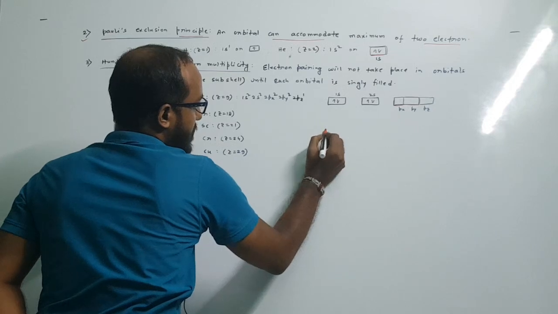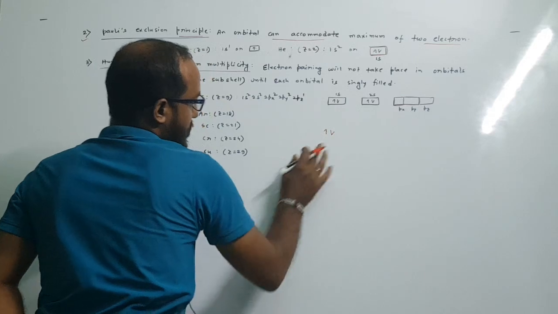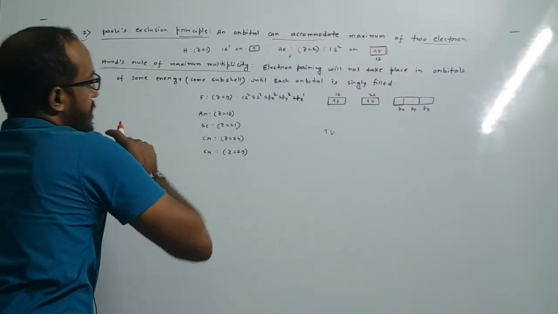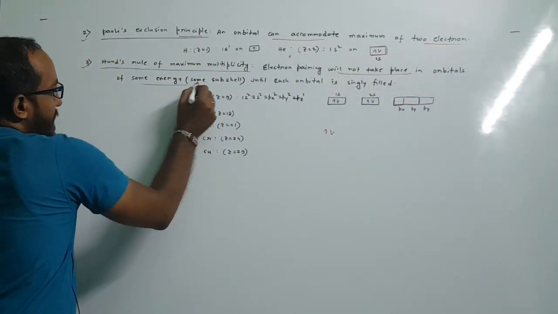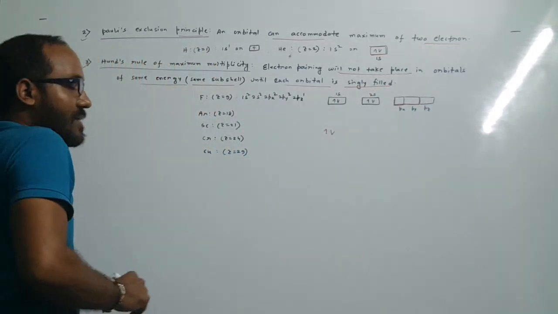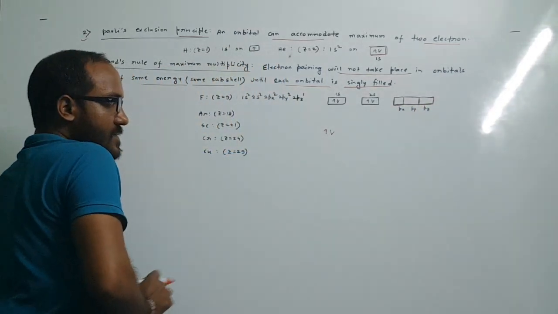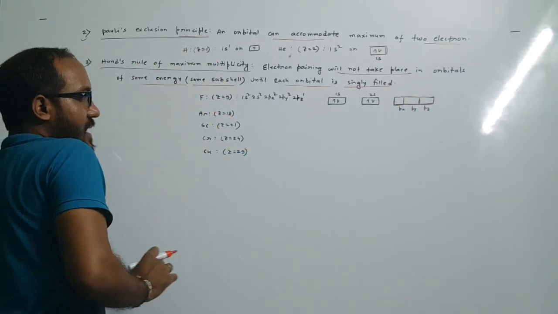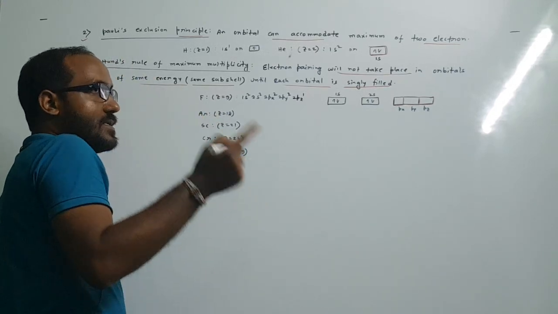So one spin is shown as this, a half arrow up, and another spin is shown as this, a half arrow down. Our third rule is Hund's rule of maximum multiplicity. Electron pairing will not take place in orbitals of the same energy or same subshell until each orbital is singly filled. The px, py, pz orbitals have the same energy. So Hund's rule says that every orbital should get 1 electron first, then you arrange the other electrons.